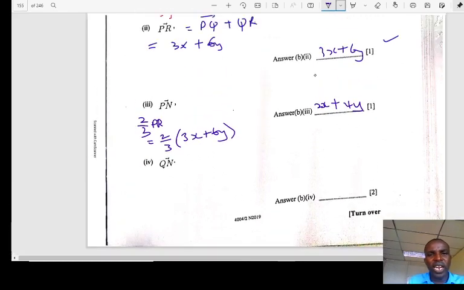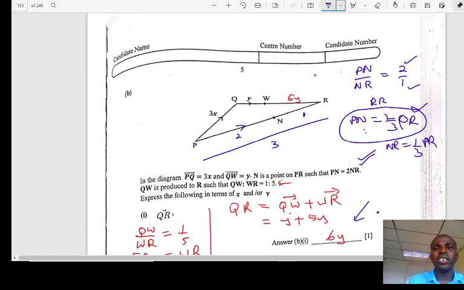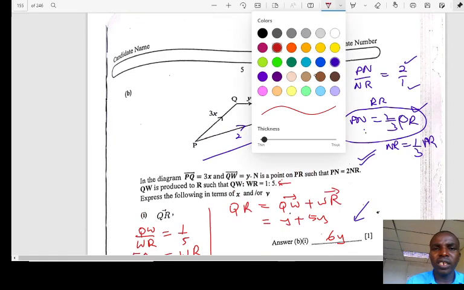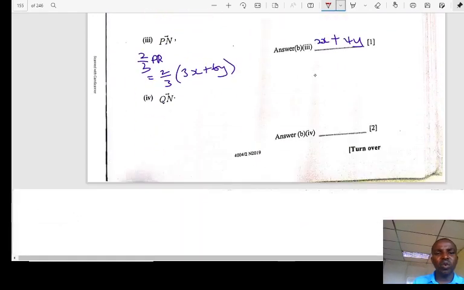Qn. Find Qn, item 4. What is Qn? So Qn is here. This one, the arrow is going from Q to N. So Qn, you can say Qp plus Pn. So Qn is Qp plus Pn. Right, you have to write it like this.